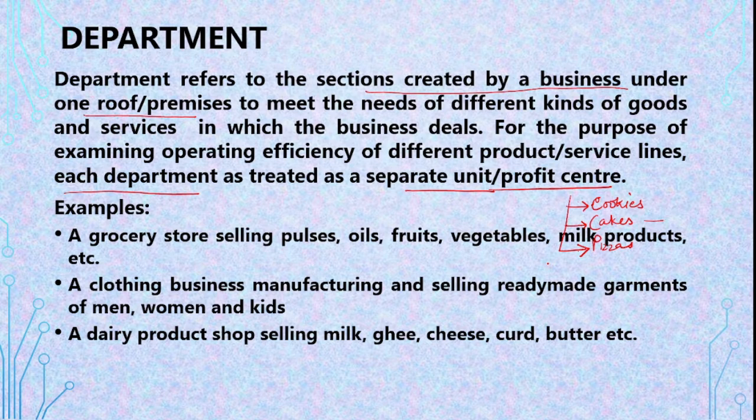So the examples, as I have given you: a grocery store selling pulses, oils, fruit, vegetable, milk products; a cloth manufacturing business manufacturing and selling ready-made garments of men, women, kids. Okay, so you have different product lines, and so you classify them as a separate unit. So these are departments. A dairy product shop selling milk, ghee, cheese, curd, butter, etc. So this way we can see different departments running in businesses. Now, what are the types of departments?